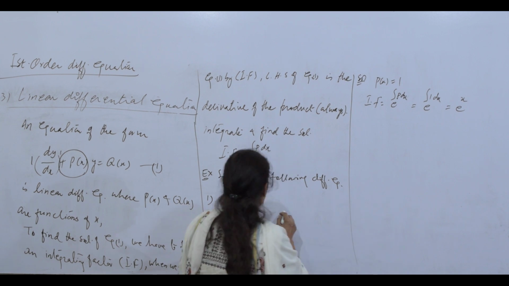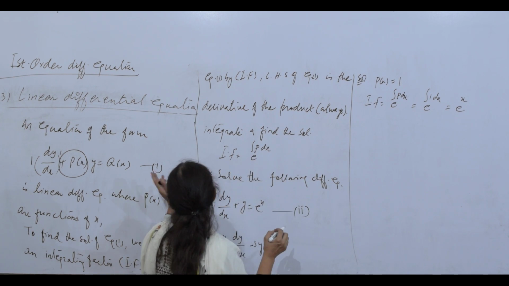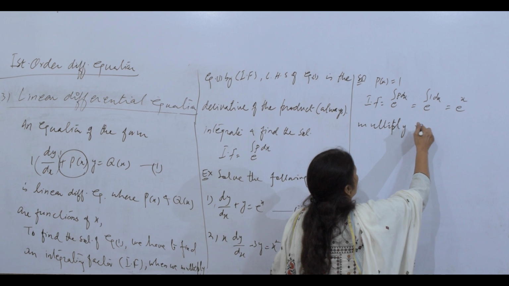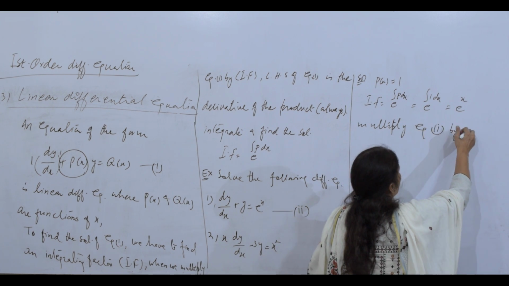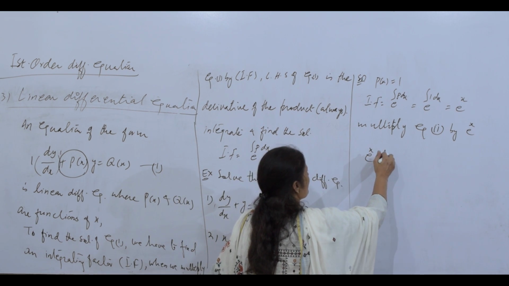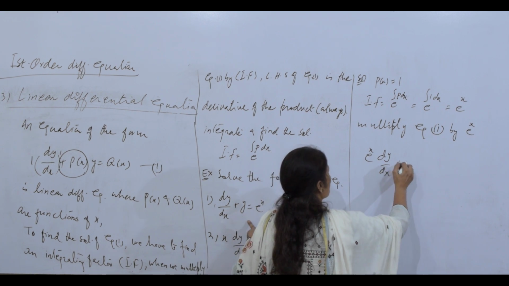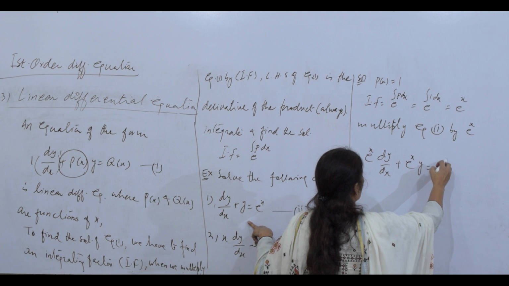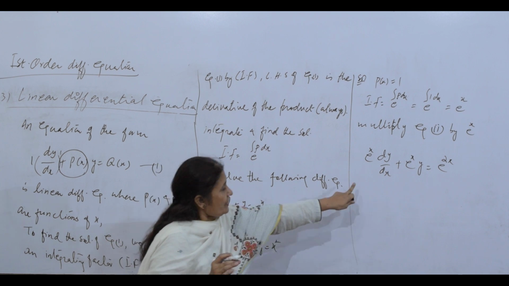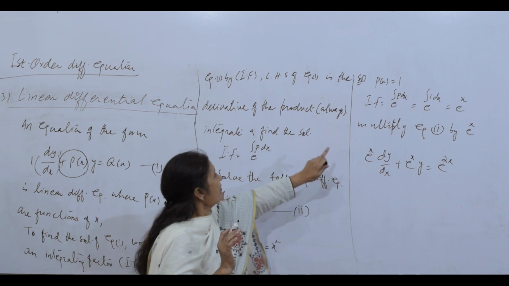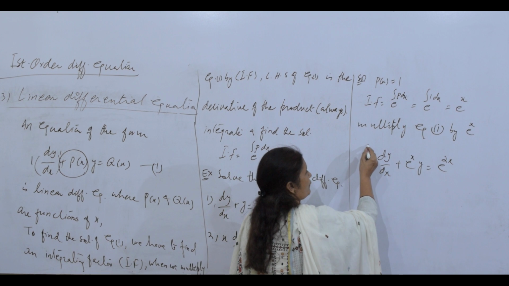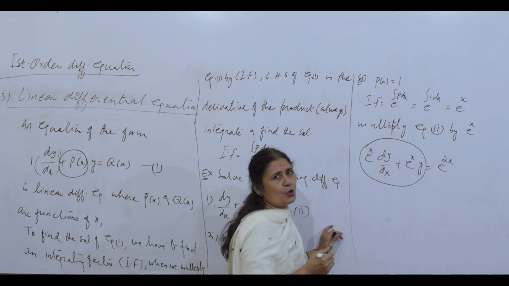Let us call this number 2. Multiply equation 2 by e^x, so the whole equation is multiplied. This is e^x dy by dx plus e^x y is equal to e^2x, since e^x multiplied by e^x, bases are same, powers are added. Now, after multiplying with the integrating factor, the left hand side is the derivative of the product.